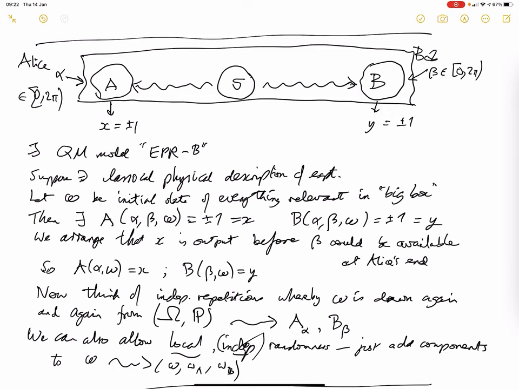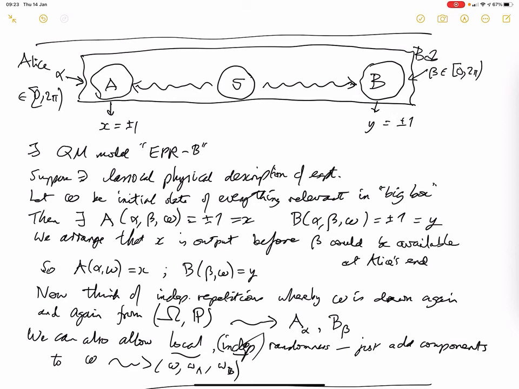So little omega doesn't describe every particle of matter and space throughout the whole big box, but just what's relevant. Little omega describes what's important, which is going to predetermine what comes out of those boxes, together with the settings, alpha and beta, chosen by Alice and Bob. So there must be functions in a deterministic physics world, which are called A and B, which depend on alpha and beta and omega, and which take the values plus or minus 1, and those are what we call x and y.